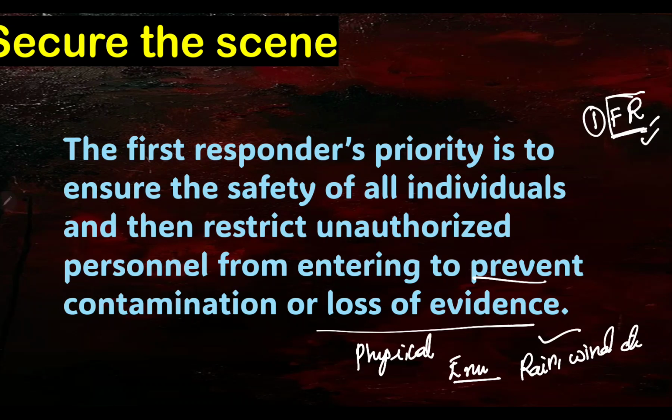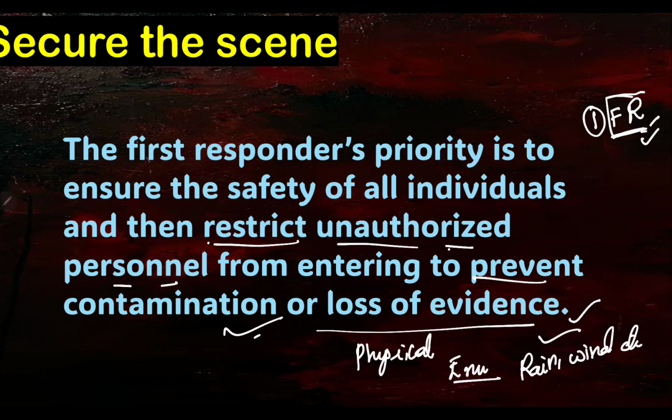So securing the crime scene means the first responder's priority is to ensure the safety of all individuals and then restrict unauthorized personnel from entering, to prevent the contamination or loss of evidence. Restrict unauthorized personnel means what? The people who are near the crime scene are unauthorized, right? So they will restrict those persons and prevent them from entering the crime scene, to prevent the contamination or loss of evidence.